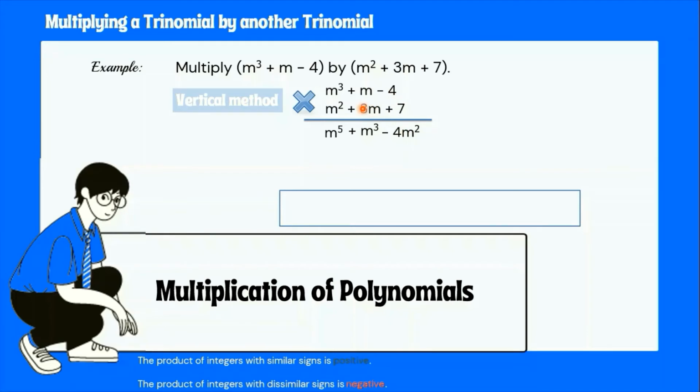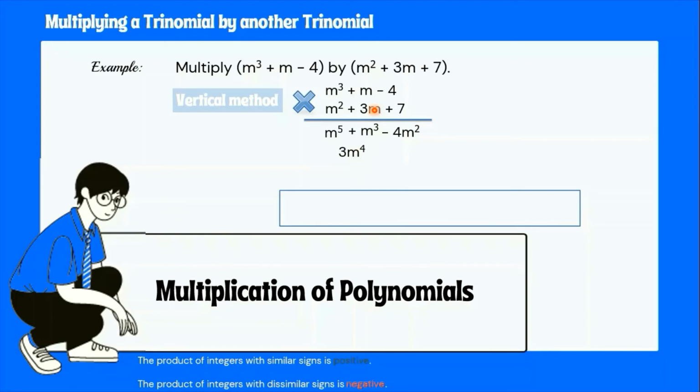Pangalawang term naman tayo, left to right ulit. 3m multiplied by m cubed ay magiging 3m raised to the power of 4. 3 times invisible 1 is 3. And then, m ay 3 plus 1 magiging 4. Ilagay natin yung ating sagot dito kasi wala naman siyang kapareho ng literal coefficient.